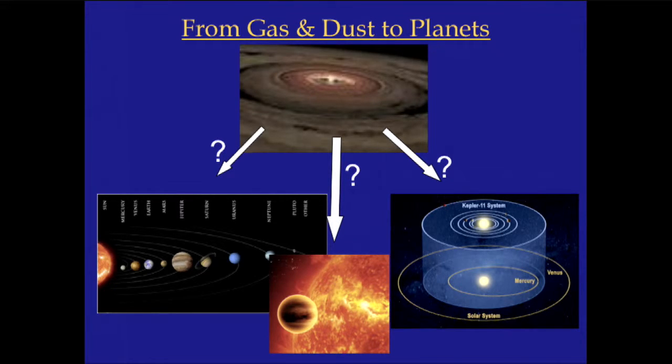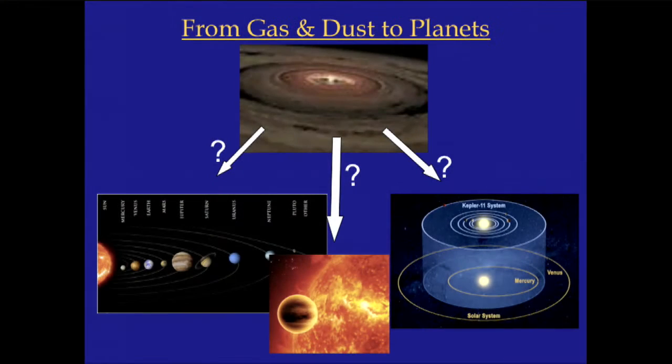Or we know that we have to explain how you form hot Jupiters, so planets as big as Jupiter orbiting very close to their host stars. And since Kepler, we also know that we have to be able to explain a system that consists of multiple planets that have very tightly packed orbits, which can all orbit inside the orbit of Venus.